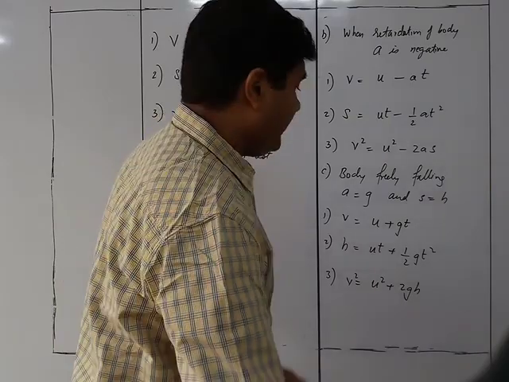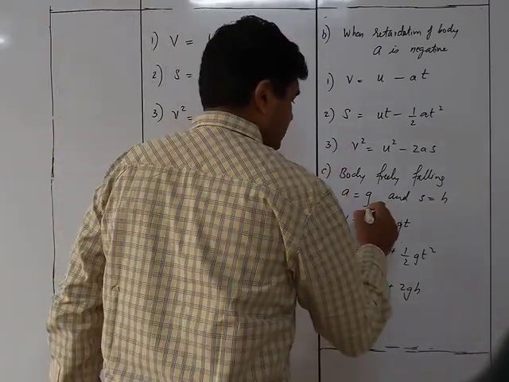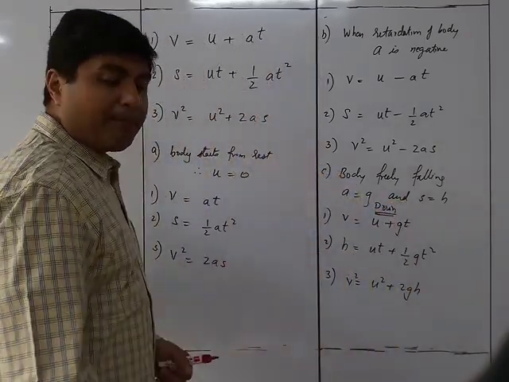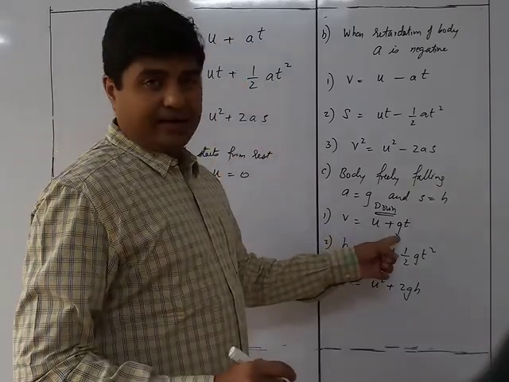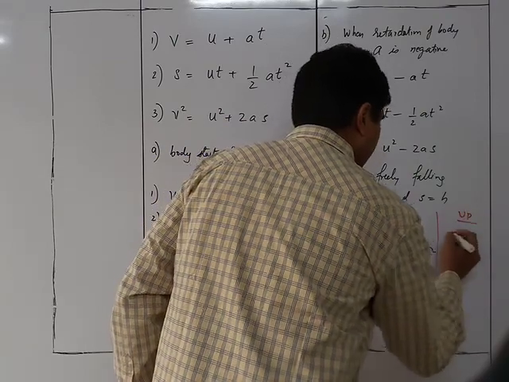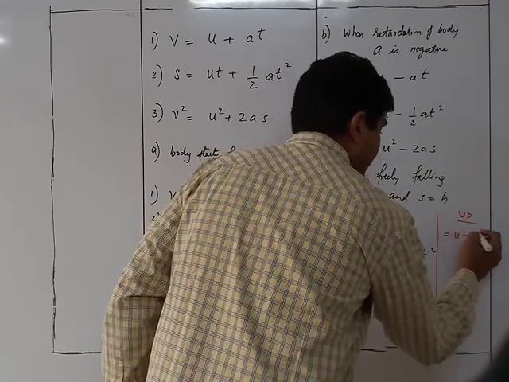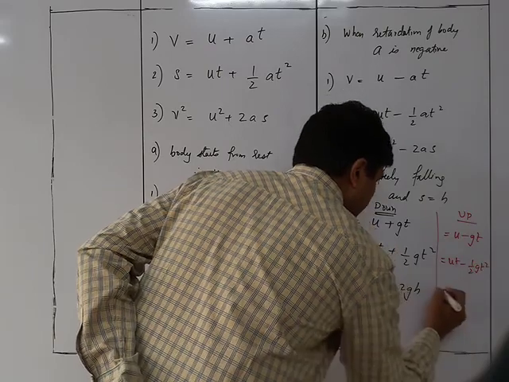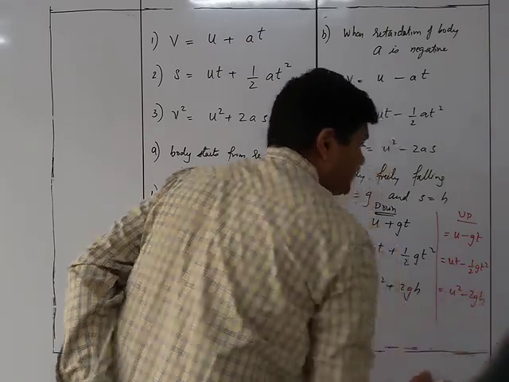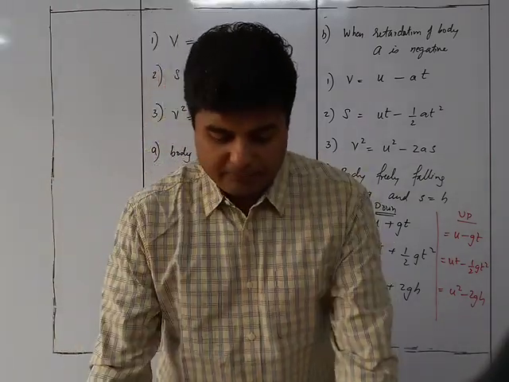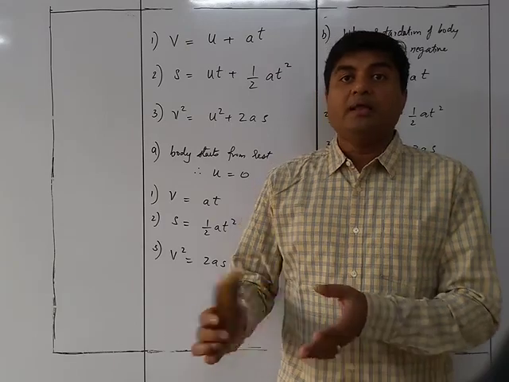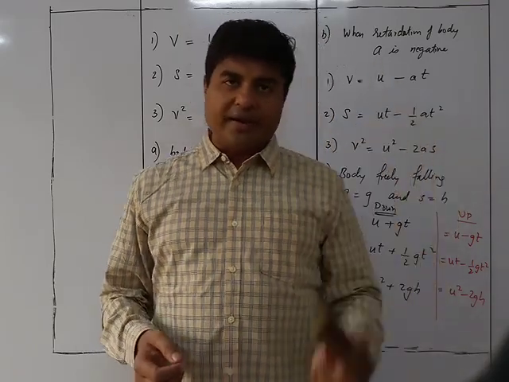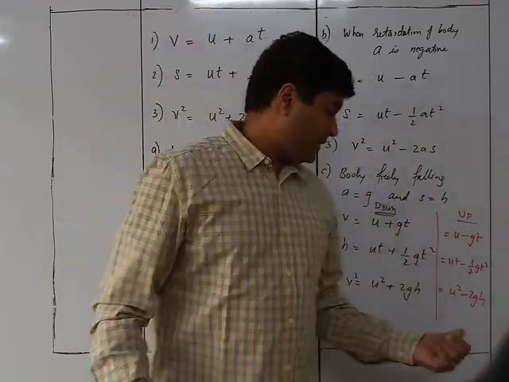Obviously, this is when it is freely falling downwards. If it is thrown upwards, then g becomes negative. So in the upward direction, v is equal to u minus gt, h is equal to ut minus half gt square, and v square is equal to u square minus 2gh, in the case when the ball is thrown vertically upwards. When I am throwing it upwards, the work done by gravity will be negative because it is going against gravity.